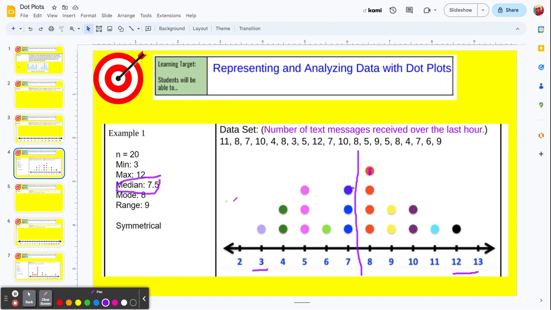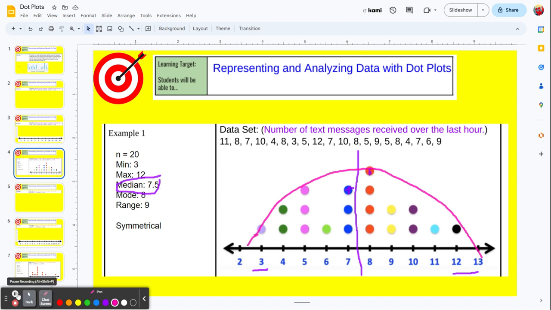The mode in this example is the orange stack. It's the highest stack. The 8 occurs 4 times. And then the range would be the 12 minus the 3, which gets us the 9. We like to say that this data set is somewhat symmetrical. It's not perfect symmetry, but you can see there's about the same amount of values on both the left and right side of the center, and it's fairly balanced as you look left to right. Again, it's not perfect symmetry, but we would say this is symmetrical data.